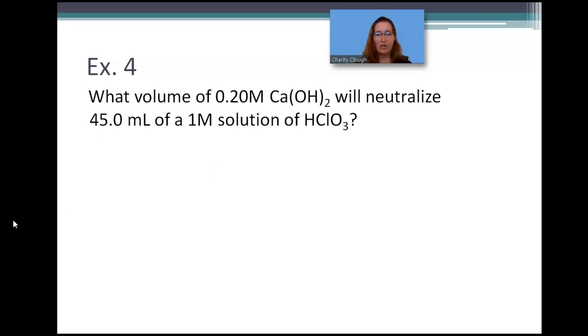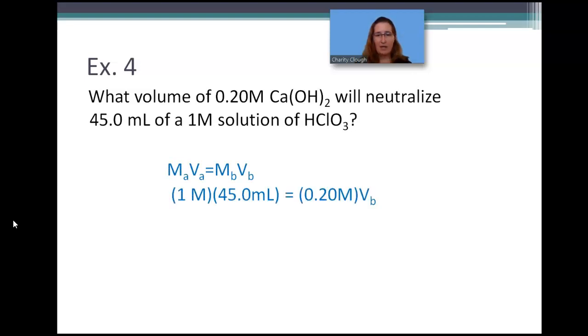On number four, and this is the last one, what volume of 0.2 molar calcium hydroxide will neutralize 45 milliliters of a 1 molar solution of chloric acid? So I'm going to use that same equation here. And I'm going to multiply and then divide out my 0.1. So this one is the volume of the base. So we've solved, I think, for all four variables, but it's the same equation. So the volume of the base that you get is 225 milliliters.